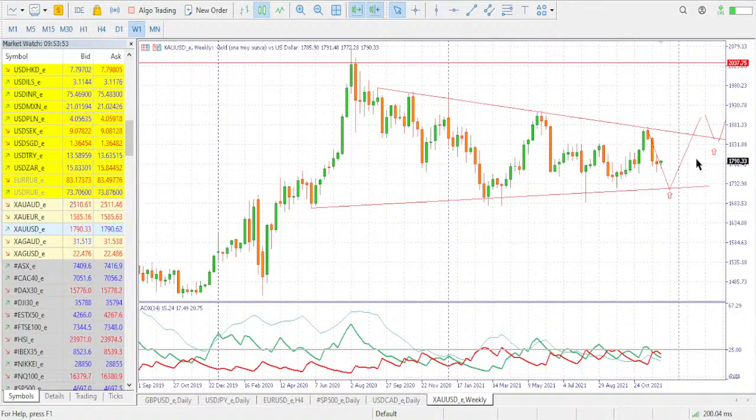And in case the price breaks any of these lines, then that will be the direction that the price may likely continue towards. If the price goes above the upper line, then we'll be looking for more buy positions, at least up to this level here. But if the price breaks below the lower line, then we'll be looking for more sell positions, at least up to this level here.